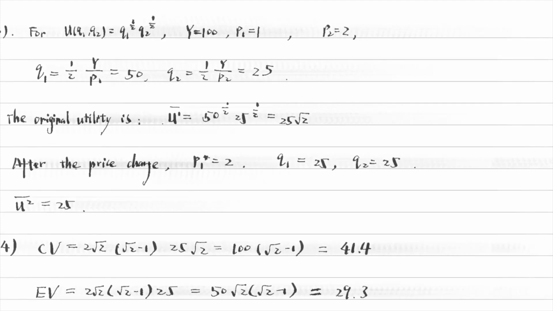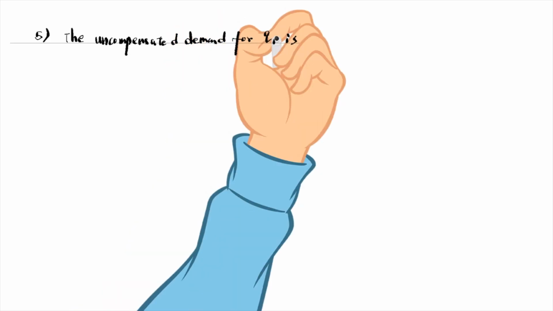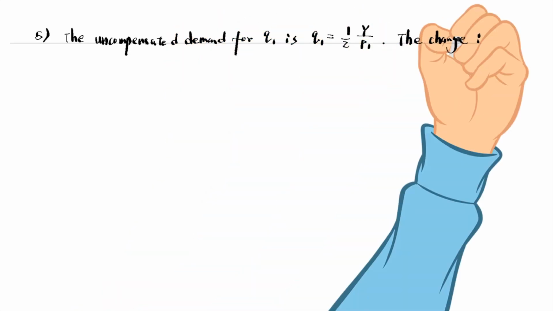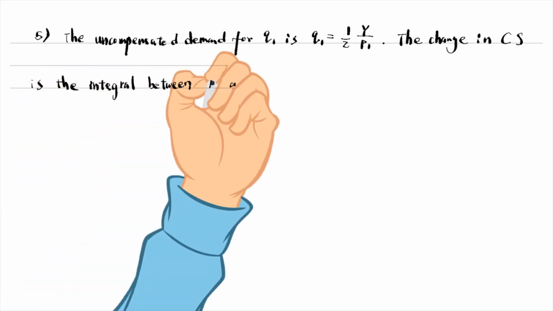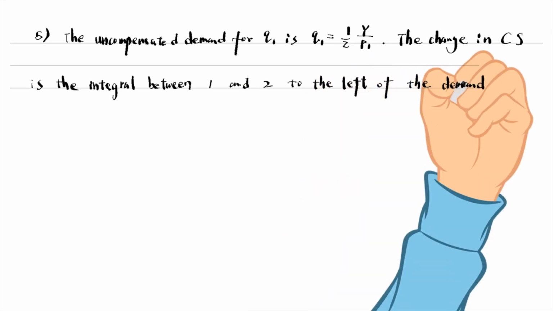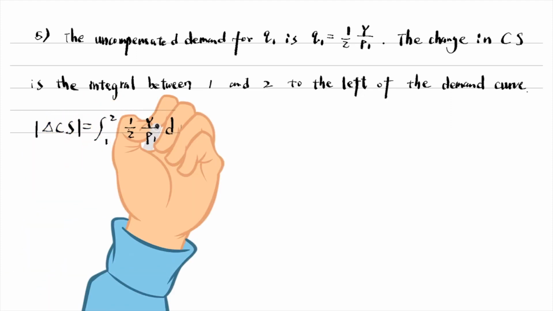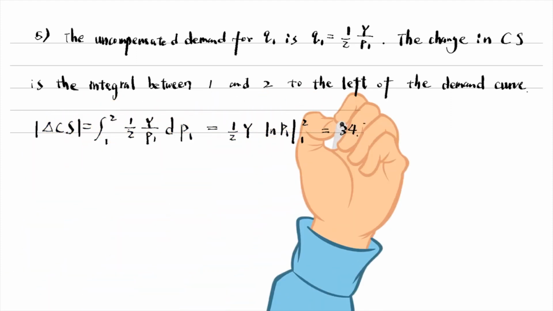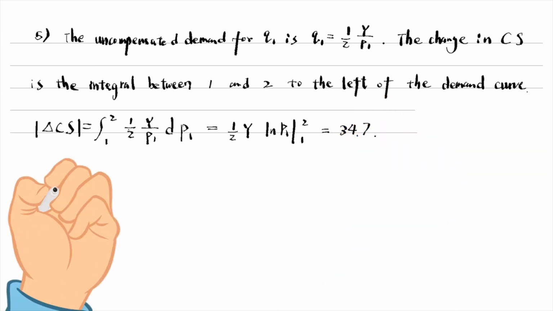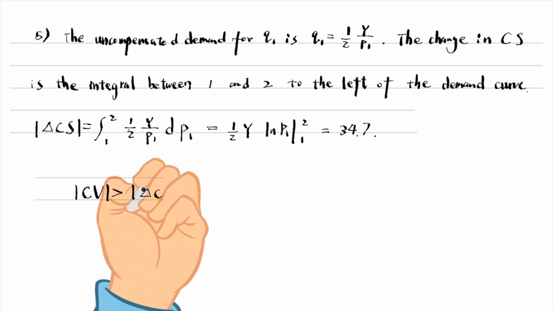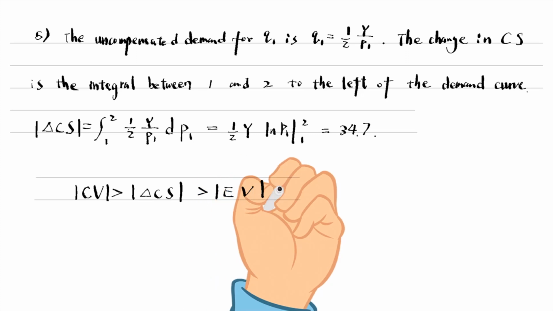In the fifth step, we integrate between 1 and 2 to the left of the uncompensated demand curve to find the change in the consumer surplus. It is 34.7. We can verify that the size of the compensating variation is larger than the change in consumer surplus, which is larger than the size of the equivalent variation.